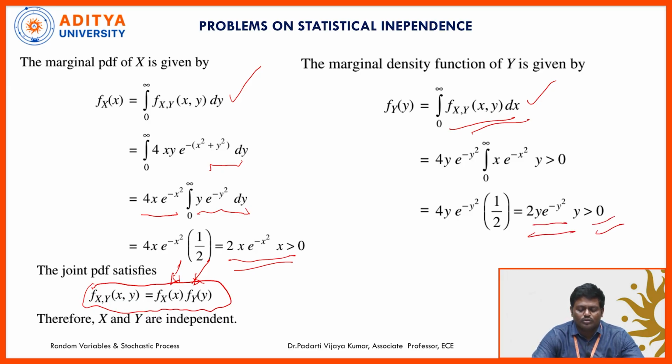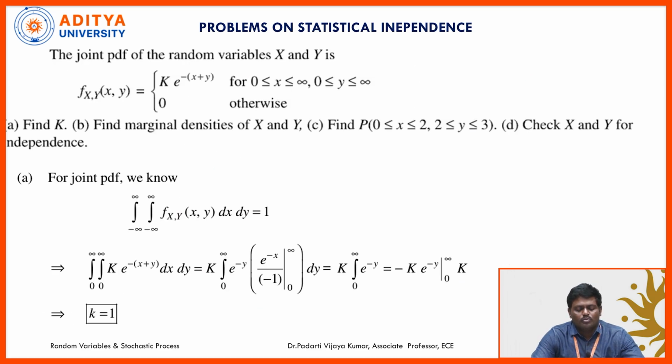When you multiply both functions, 2 into 2, 4, x into y, xy, e power minus x square into e power minus y square. Using e power a plus b, e power minus of x square plus y square. So multiplying that, what we will get is 4xy e power minus of x square plus y square. So LHS is equal to RHS, hence the two random variables x and y are statistically independent.